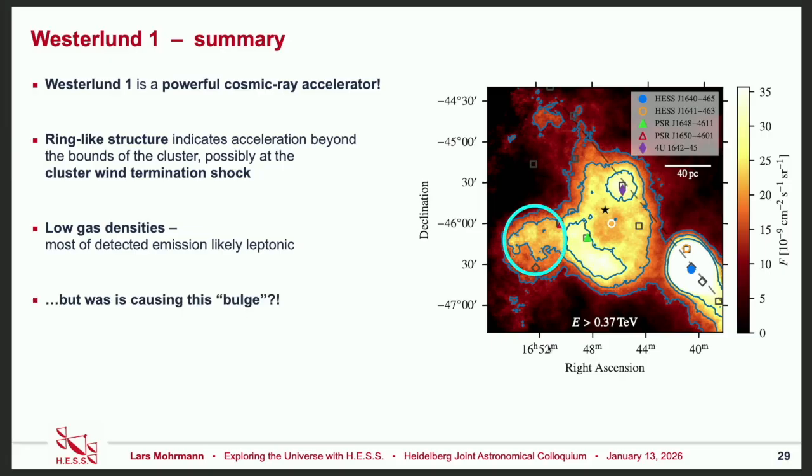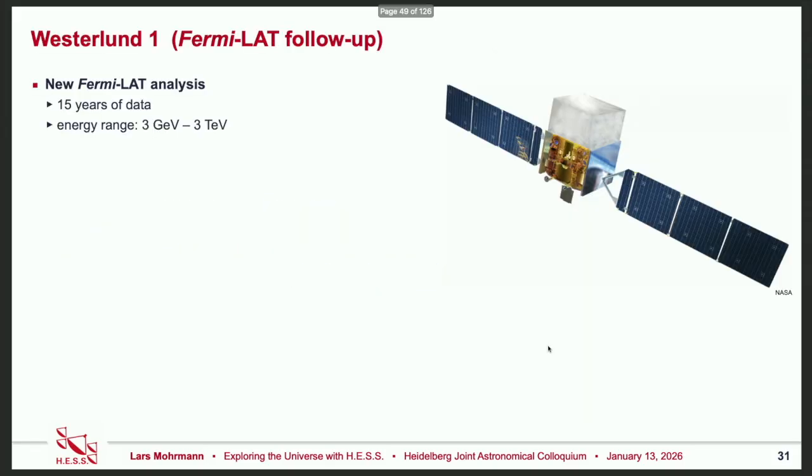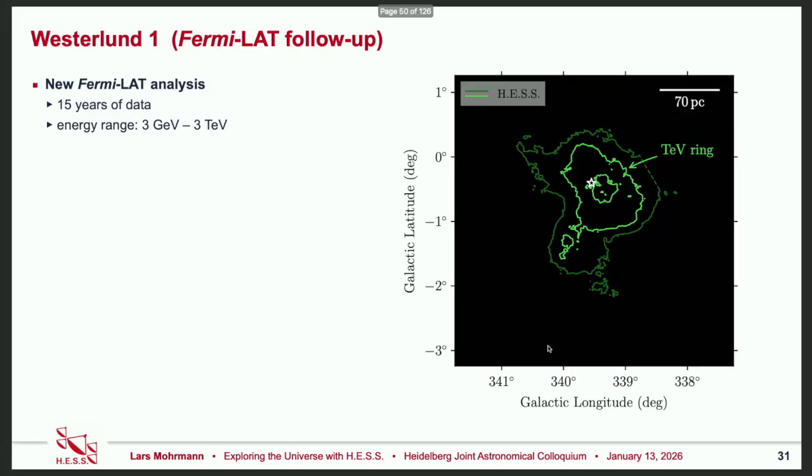Now, one question was left unanswered in that study, and that is what's actually causing this bulge here that sort of protrudes out of this ring-like structure. And here I want to just do a quick detour on a study that isn't a H.E.S.S. study, but it's still very interesting, and it was sort of a spin-off of this earlier work, and that was just published very recently. So here we looked at the same region at somewhat lower energies with the Fermi-LAT in the energy range from 3 GeV to 3 TeV.